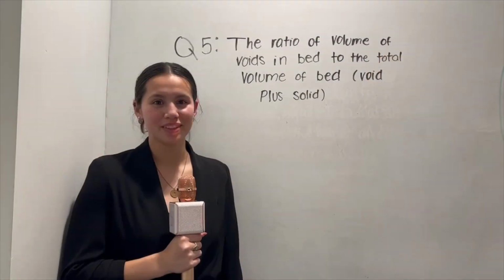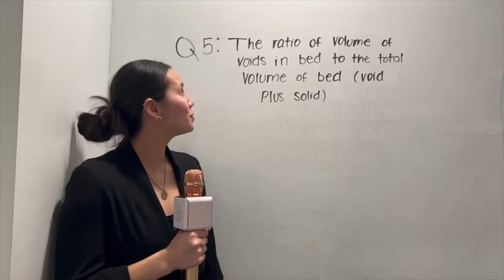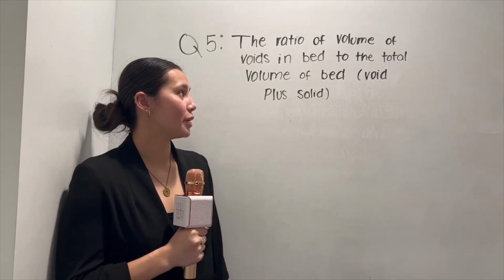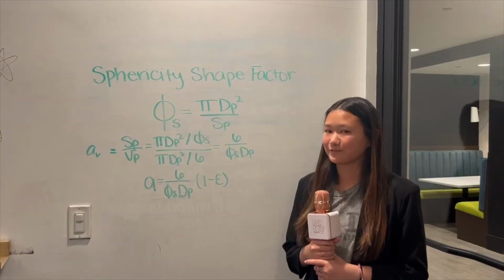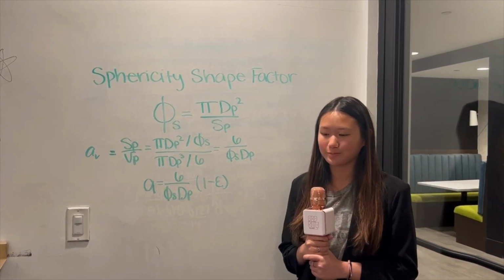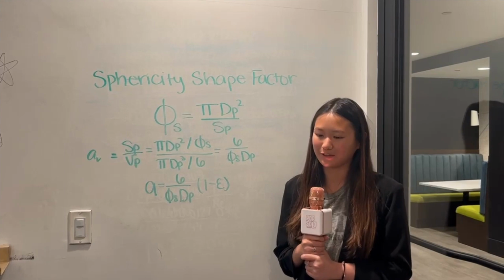Question number 5. The ratio of volume of voids in bed to the total volume of bed. What are meters? The sphericity shape factor is used for irregular shaped particles to simplify the flow calculations.